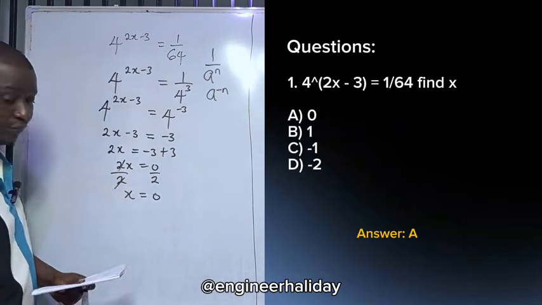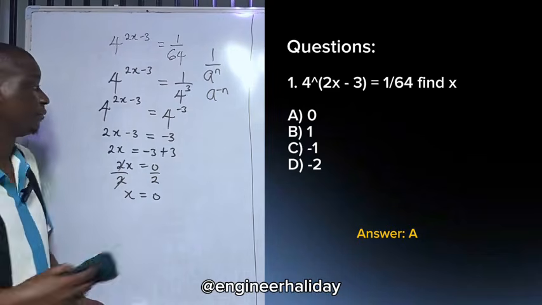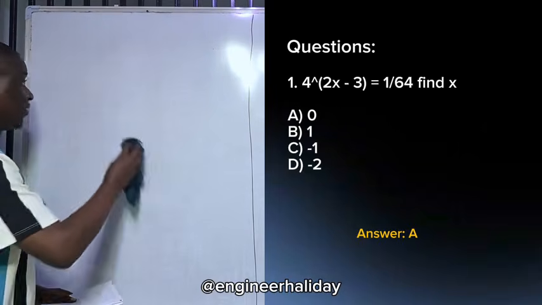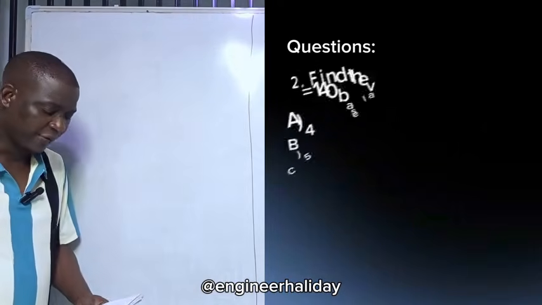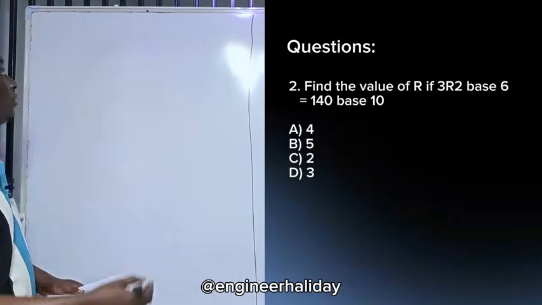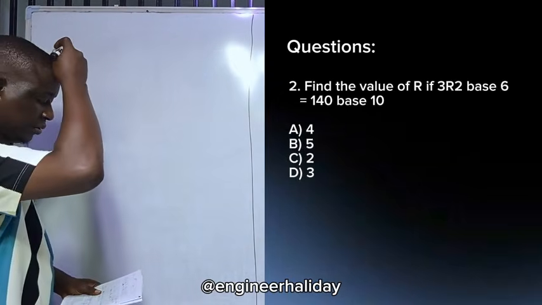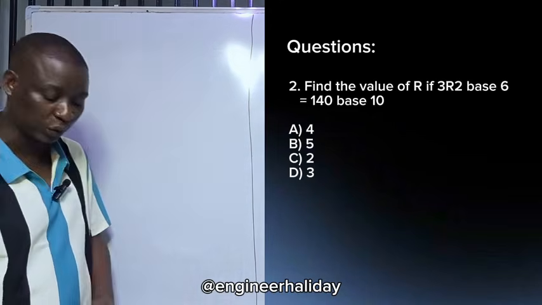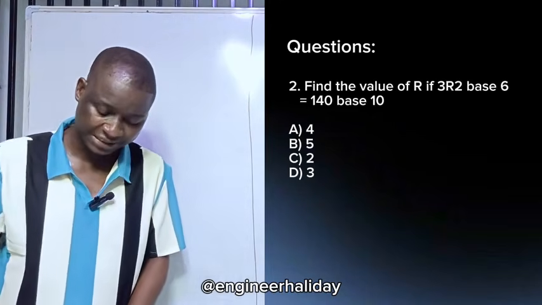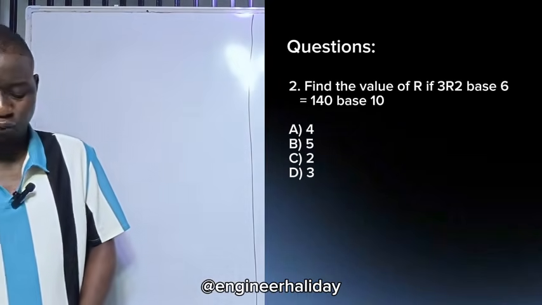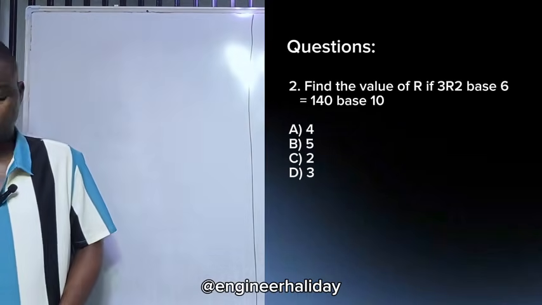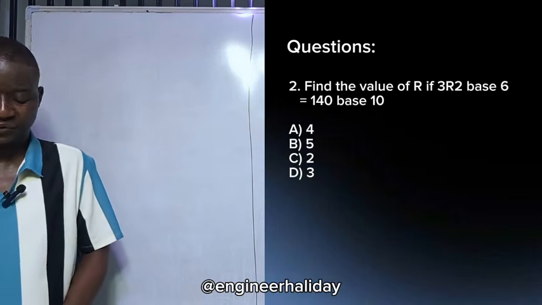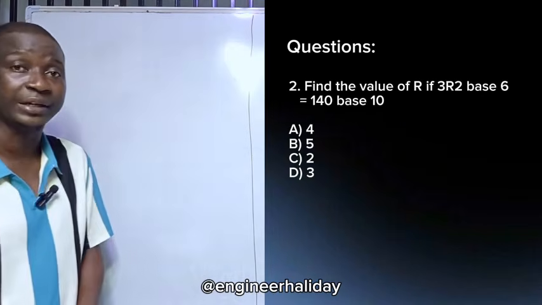Let's go to number 2. Number 2 says, find the value of r if 3r2 in base 6 is equal to 140 in base 10. A 4, B 5, C 2, and D 3.